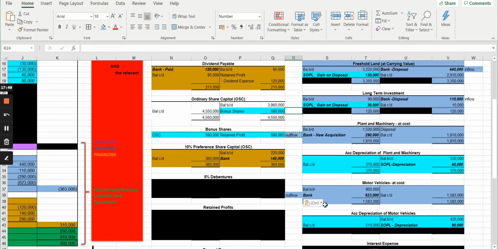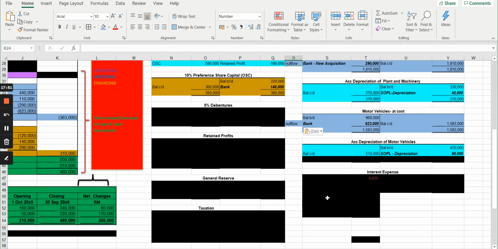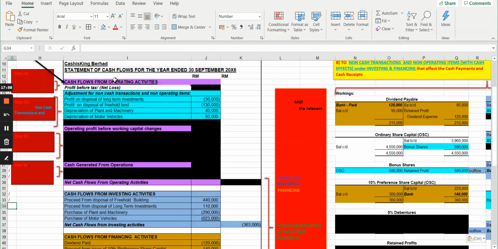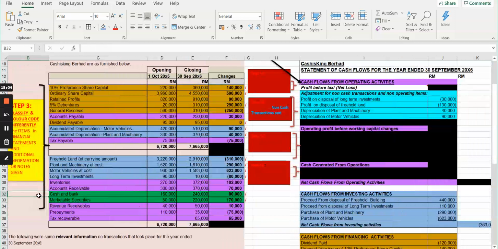Okay, then next we put the depreciation back to the item here, right? And we are done for our investing activities. You can see here most of the things we are done. We need to go and check now our transactions that relate to the items at the bottom here.